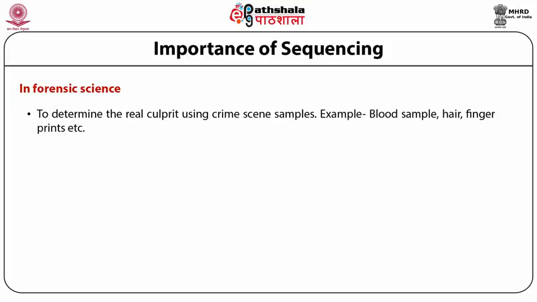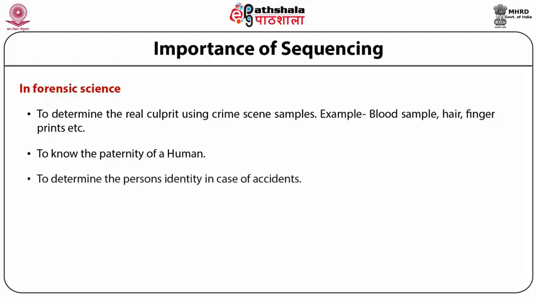Second, very important is to determine paternity. So many times there are conflicts about paternity, so that can be solved using the DNA sequence. Identity of a person in case of accident. Sometimes due to accident, the person could not be identified. So if the DNA sequence or DNA profile is available with us, the identity of the person who died in the accident can be ascertained.